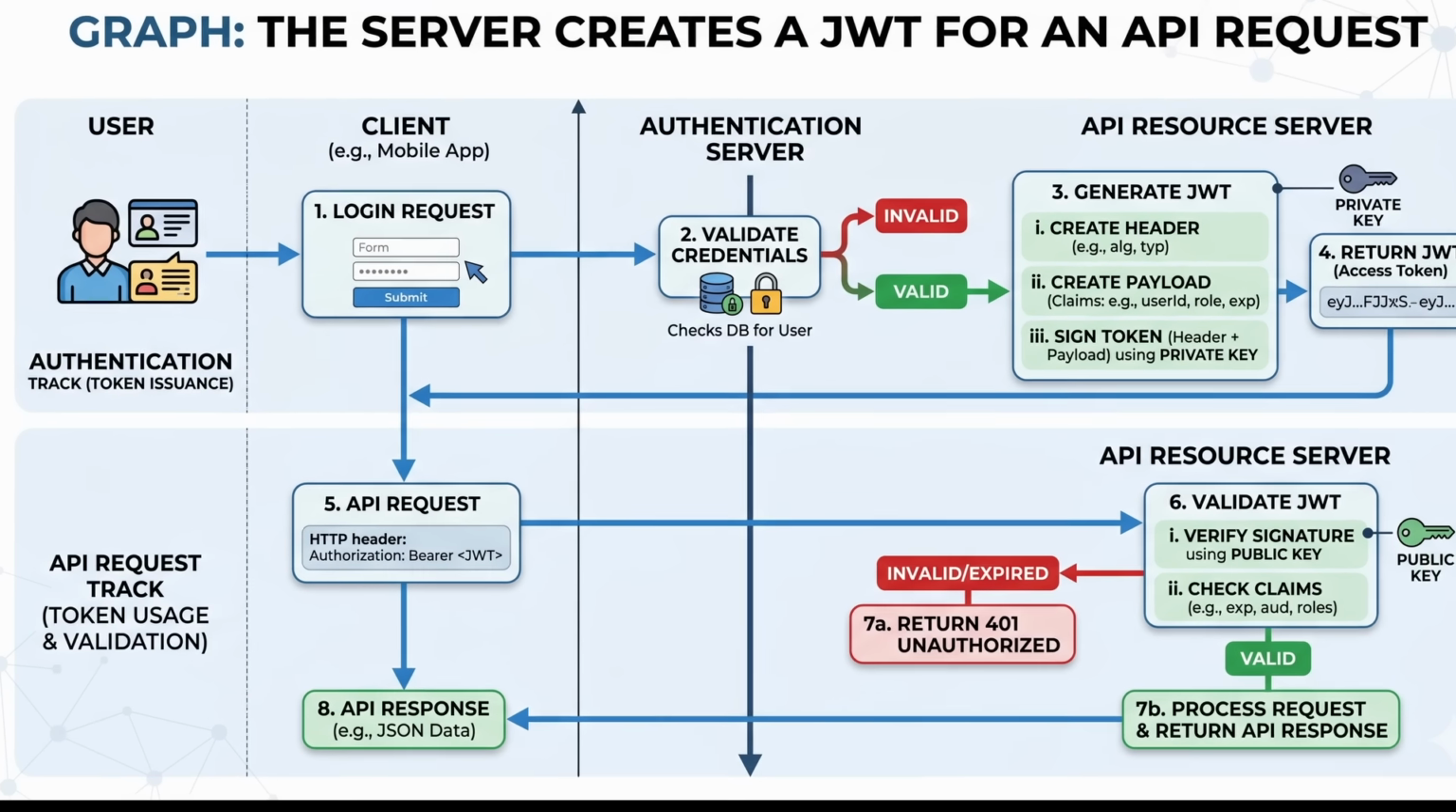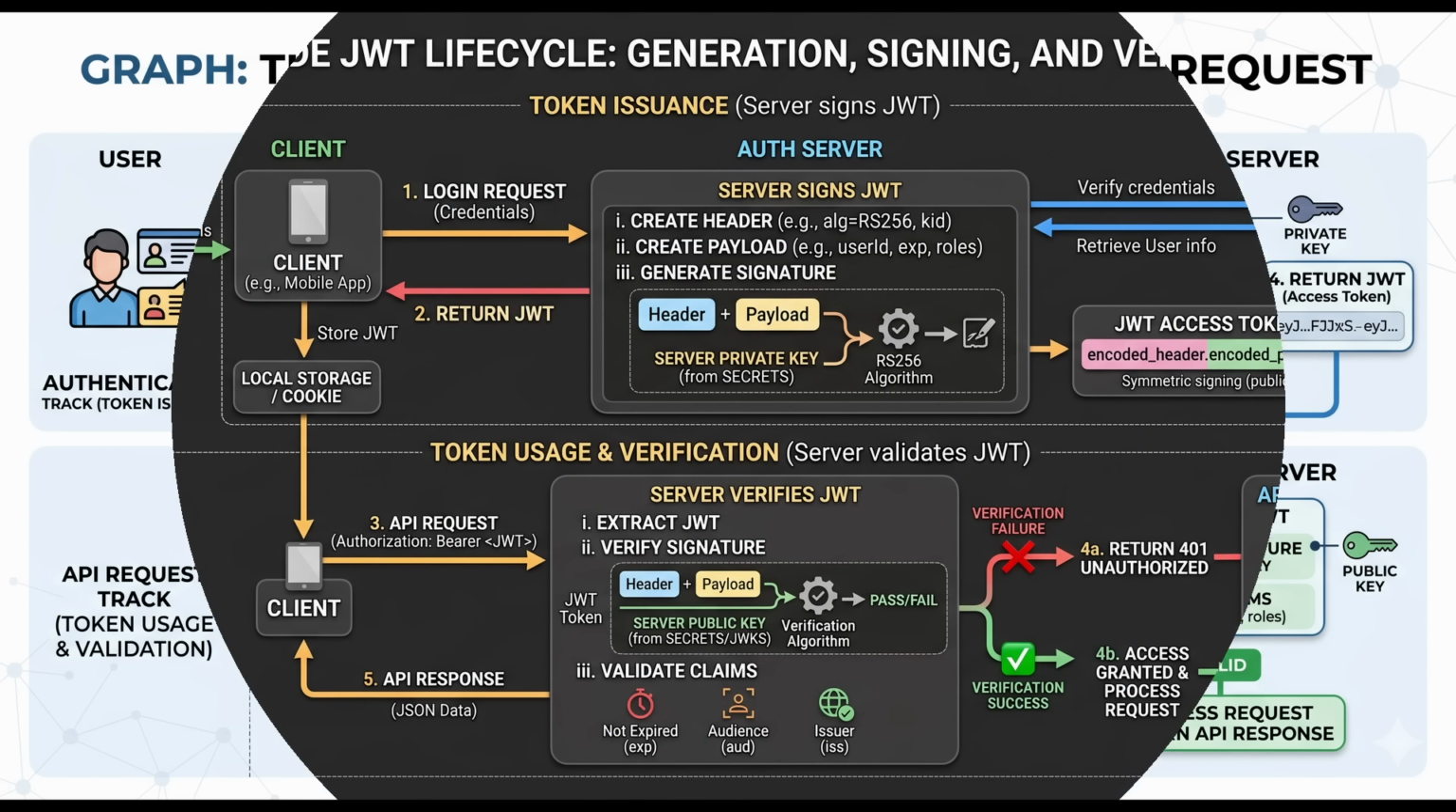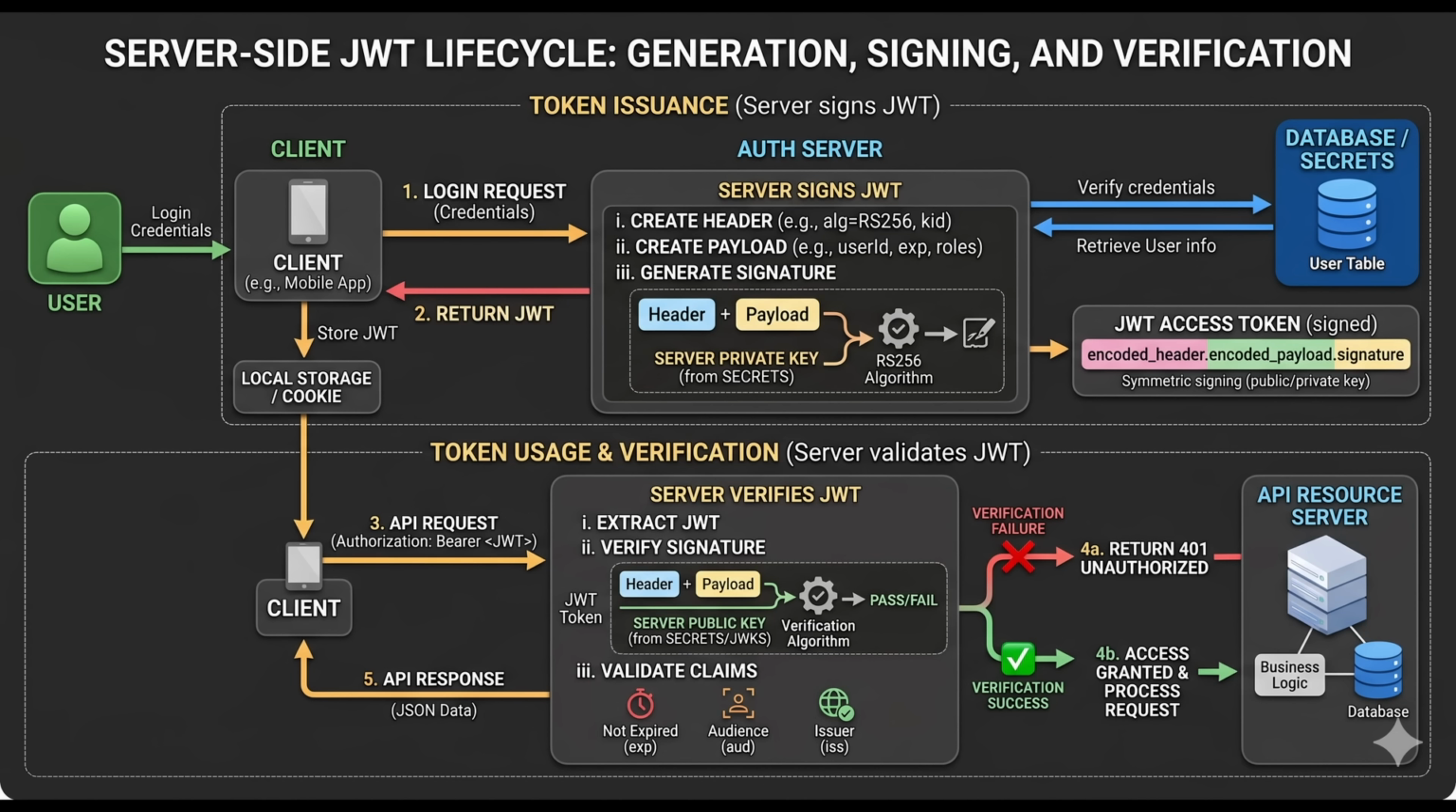The beauty of JWT is its asymmetric security, using a private key to sign the token and a public key to verify it. The system remains fast, secure, and stateless, meaning the API server doesn't have to remember who you are. The token tells it everything it needs to know.